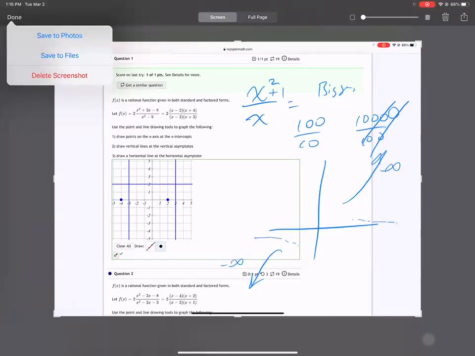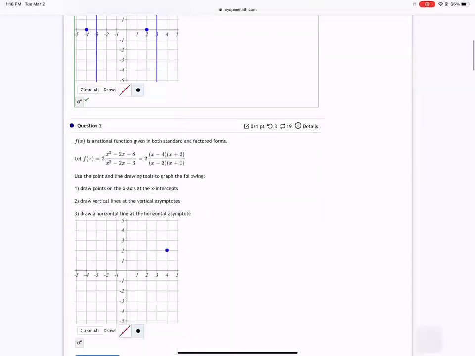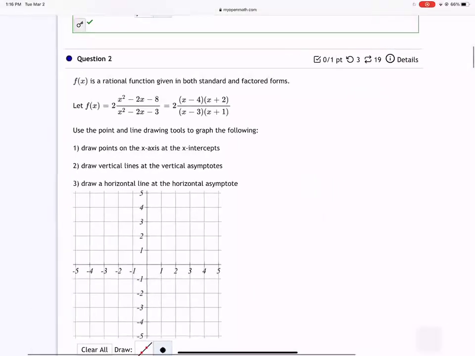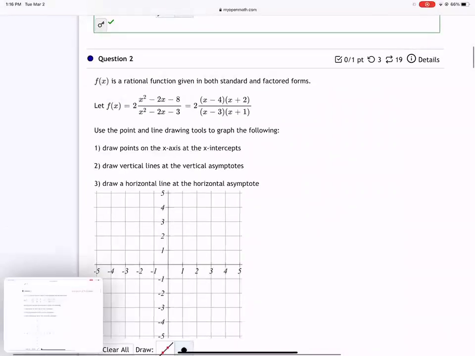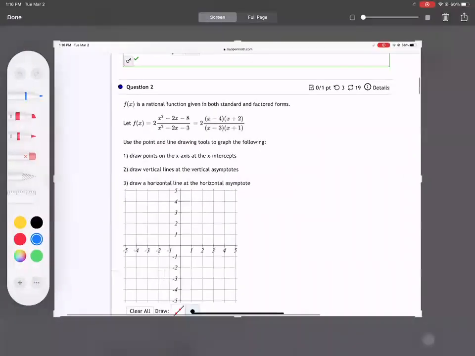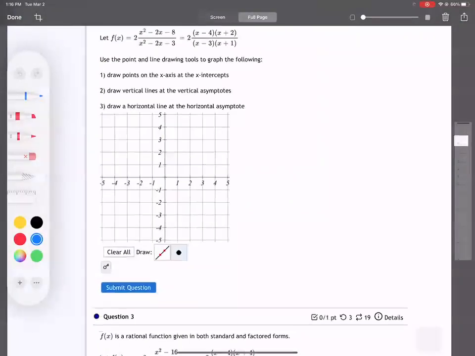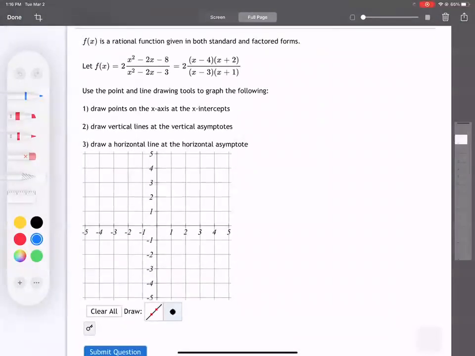Okay, let's try another one of these. Okay, we're going to answer the questions that they asked. They wanted 3 parts. They want to first draw the x-intercepts. So you have to know x-intercepts is when the top of the fraction goes to 0. And the top of the fraction goes to 0 at 4 and negative 2.